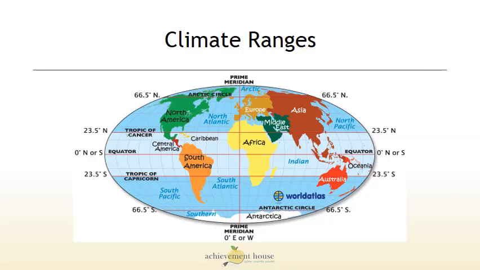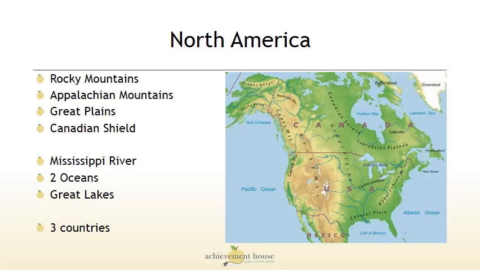Let's also remember how the climate ranges from Canada, close to the Arctic Circle, way down to the tip of South America. Let's look at the physical map of North America. As I say a location, see if you can find it on the map.